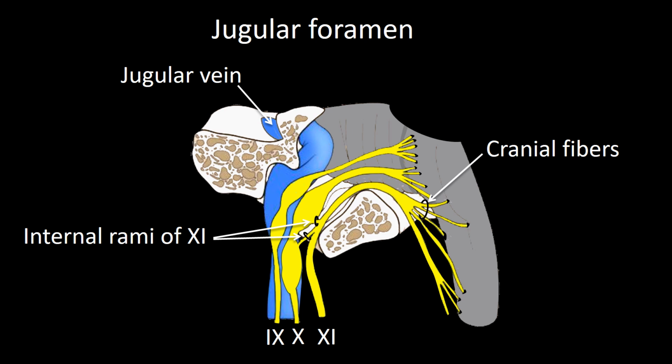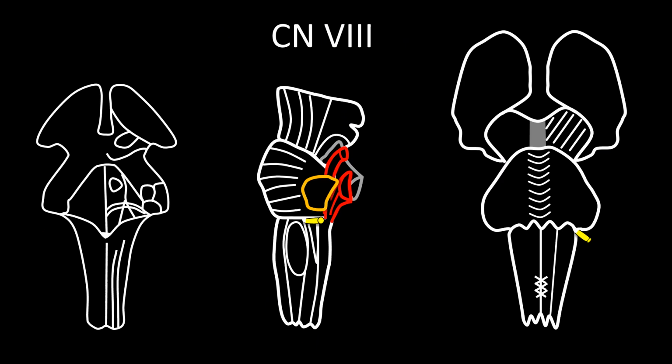The cranial fibers, initially forming part of the accessory nerve, quickly leave it to go to the vagus by way of connections. These connections are called internal rami of the accessory nerve. Cranial nerve 8, the vestibulocochlear nerve, is attached to the pontomedullary junction close to the cerebellar peduncle. The 7th, the facial and intermediate nerve, is also attached to the pontomedullary junction but more medially. The most medial of all at this junction is the abducens or cranial nerve 6.